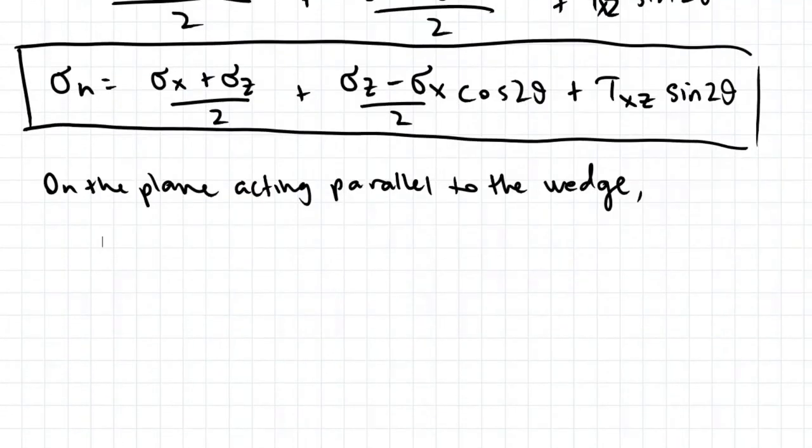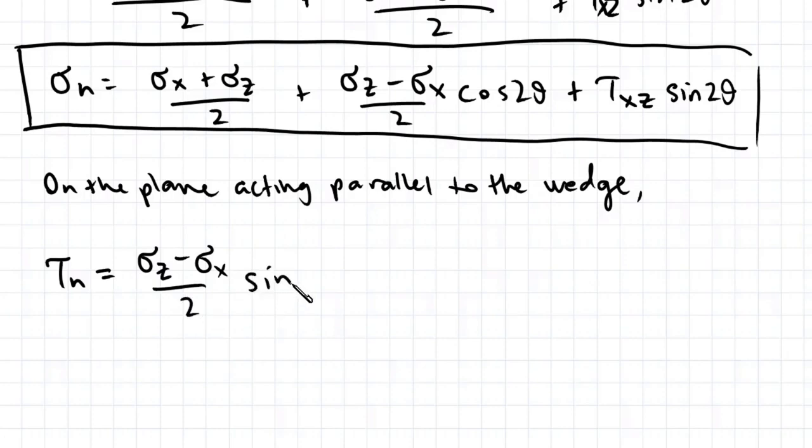Now I'm not going to do the derivation again for the shear stress, but you should end up with this expression. So the shear stress acting on the plane that we're interested in, acting at an angle of theta above the horizontal, it'll equal to, so sigma z minus sigma x divided by 2 multiplied by sine 2 theta minus tau xz of cosine 2 theta.